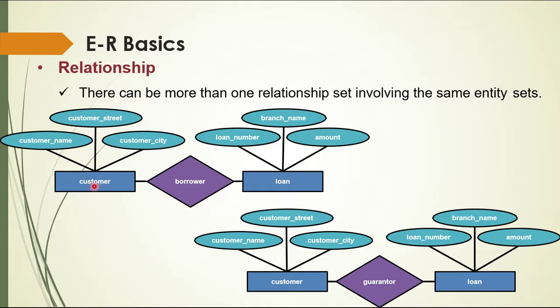So whenever we have two entities and they have multiple relationships, then this is an example of this. There can be more than one relationship set involving the same entity set. So between two entities, there may be more than one relationship. Here we have a customer and loan, and for customer and loan we have two relationships, that is borrower and guarantor. You can take any one of them. Okay, it is according to your analysis of the particular topic.